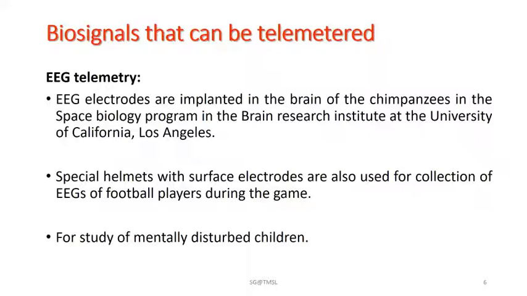The second type of EEG telemetry uses special helmets with surface electrodes for collection of EEGs of football players during the game. Third is for the study of mentally disturbed children. The child wears a specially designed football helmet or spaceman's helmet with built-in electrodes so that the EEG can be monitored without the traumatic difficulties during playtime.